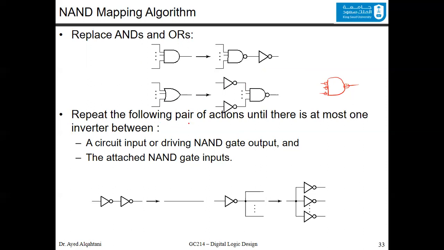You repeat the following pair of actions until there is at most one inverter between the lines. So if you have two inverters this way, it will be a solid line. They will cancel each other. If you have an inverter and after that you have branching, this inverter will be transferred to every branch. You can take it out from here and you put it in every branch. This is what we mean by a circuit input or driving NAND gate output and also the attached NAND gate input.